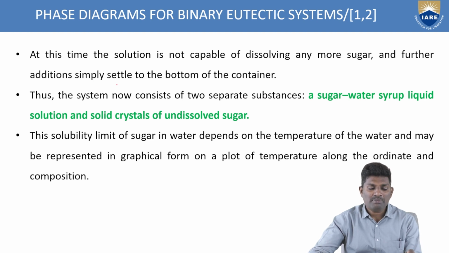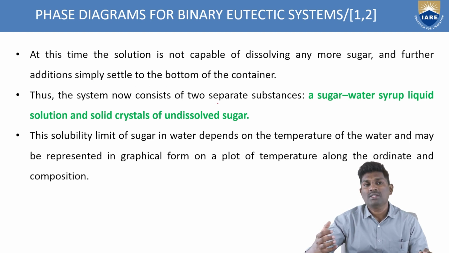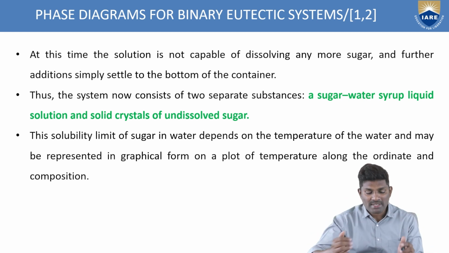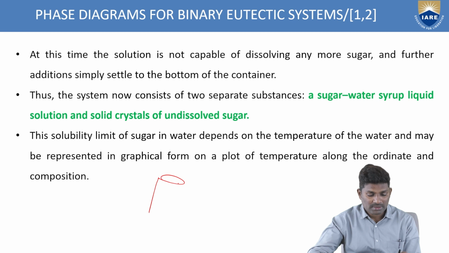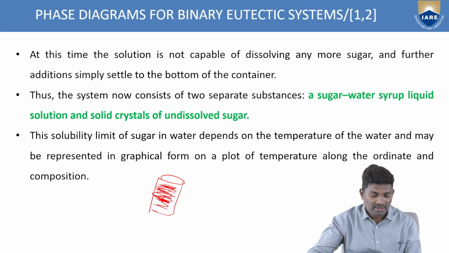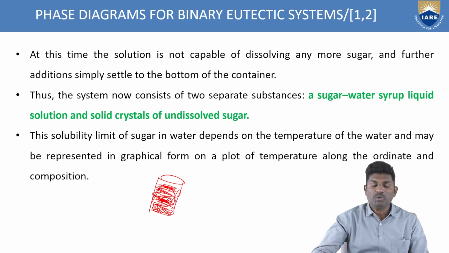Further addition simply settles down at the bottom of the container because it is not being dissolved into that syrup. Slowly it is coming down and settling. So these are the concentrated syrup we have, and since you're adding more, these sugar crystals are settling down at the bottom of the container like this. But this won't dissolve. Why? Because you have a highly concentrated sugar syrup.